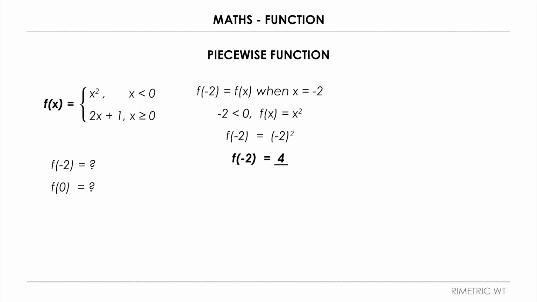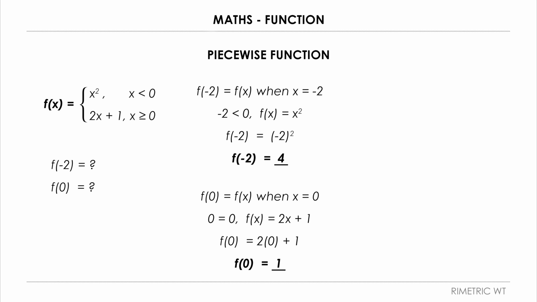Now, let's find f of 0. Since 0 is not less than 0, it does not satisfy the first condition. Instead, it satisfies the second condition, x greater than or equal to 0. Therefore, we use the expression 2x plus 1. Our solution will be determined as 2 times 0 plus 1, which is equal to 1.